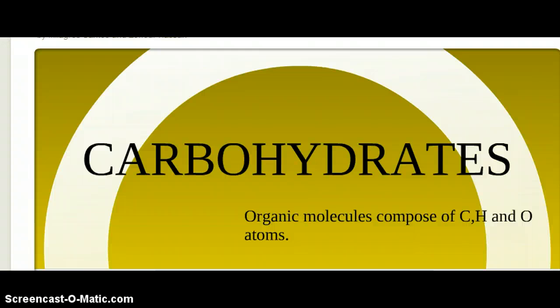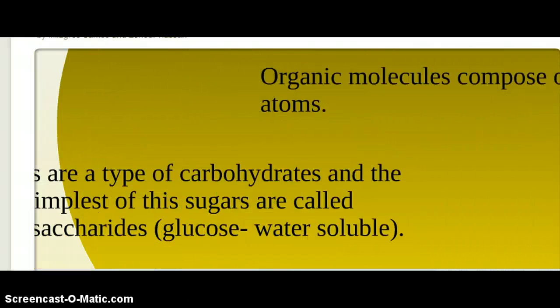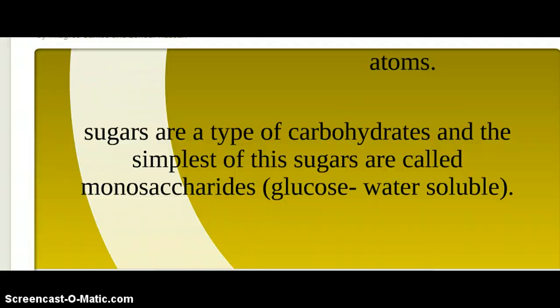Carbohydrates. Carbohydrates are organic molecules composed of carbon, hydrogen, and oxygen atoms. Sugars are a type of carbohydrate, and the simplest of these sugars are called monosaccharides. For example, glucose. Once glucose enters the cell, enzymes can break it down into smaller molecules. Then, energy found between the chemical bonds in glucose is released and stored in the bonds of ATP. ATP can then be used for energy and various cell activities.